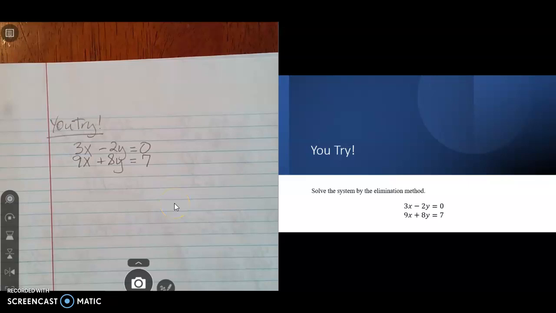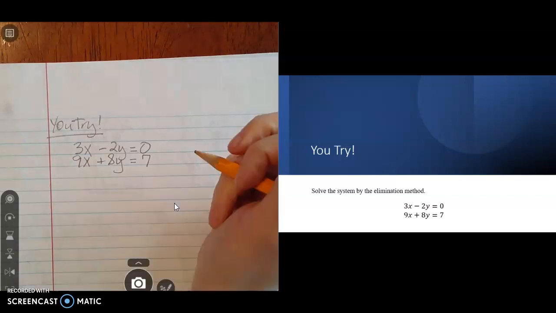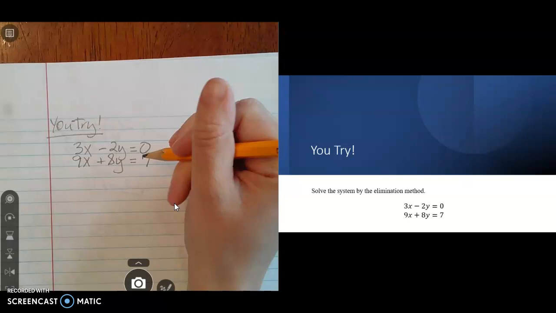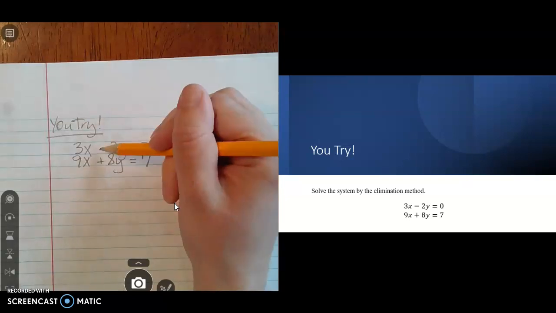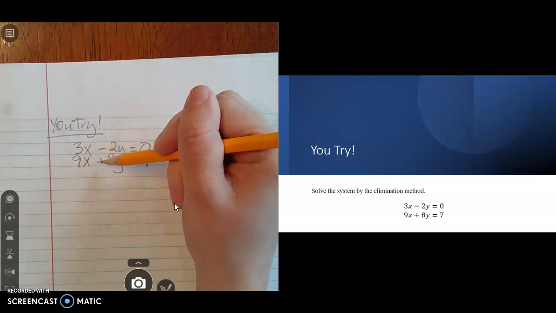Hi, you all just finished a Try where you got to solve a system of equations by the elimination method. So let's see how it went. The equations that I gave you were 3x minus 2y equals 0 and 9x plus 8y equals 7. First thing I notice is that nothing matches up quite yet. So how about we eliminate the y's, since one's negative and one's positive.